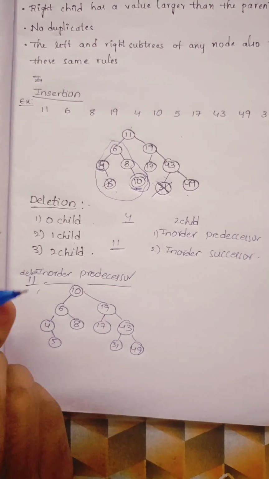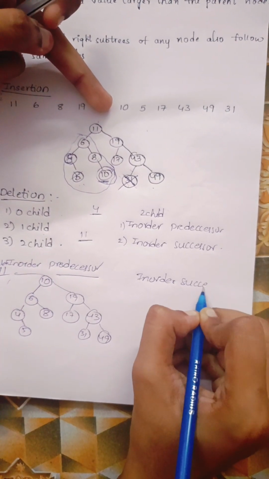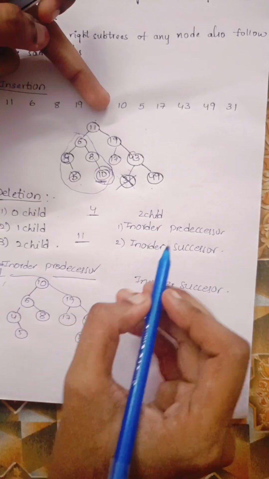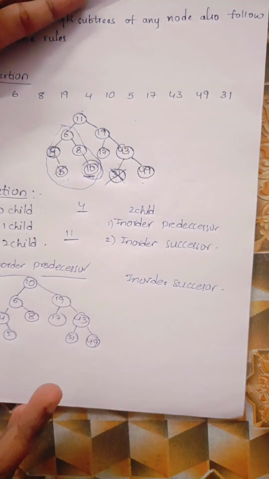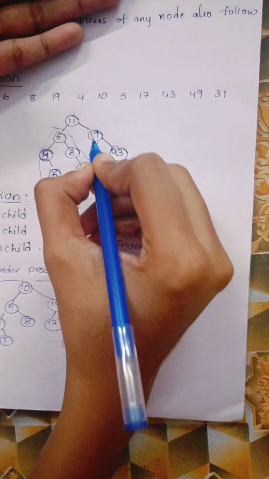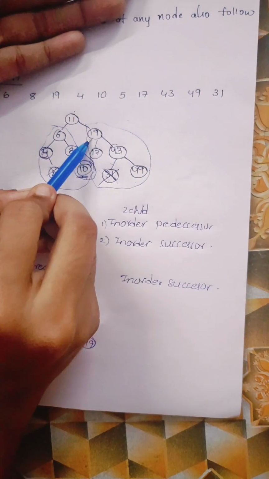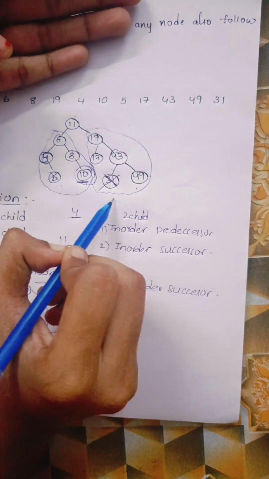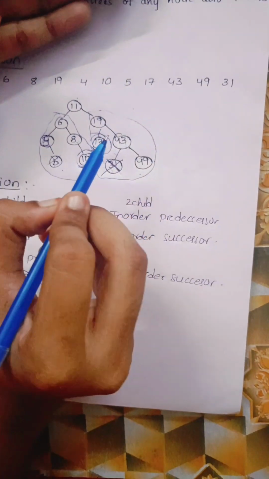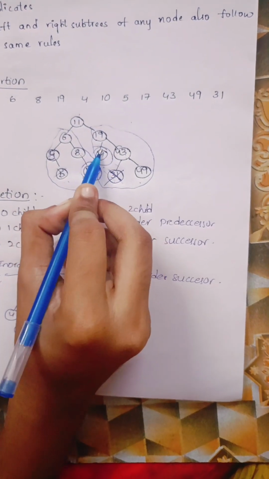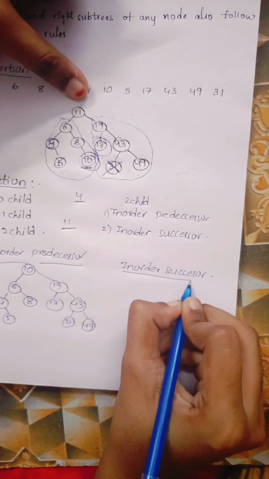And the next step is in-order successor. That means this has two steps, right? So we completed the first one, and in-order successor means the next to the root. In the right subtree, we should check the minimum we need to take. That means the least. What is the least in this? 17. 17 is the least. So let's take 17 and replace 11 with 17 in this in-order successor.